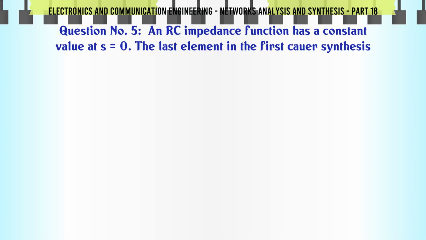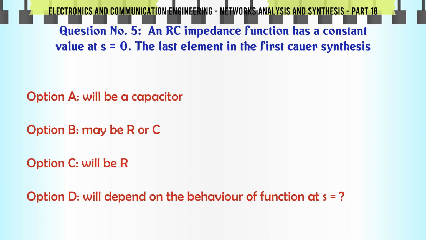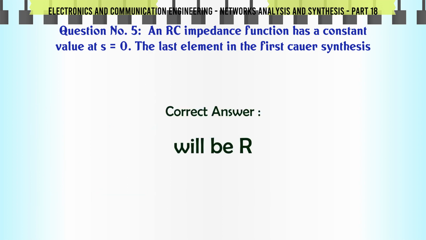An RC impedance function has a constant value at S0. The last element in the first Cauer synthesis: A. will be a capacitor. B. may be R or C. C. will be R. D. will depend on the behavior of the function at S. The correct answer is will be R.